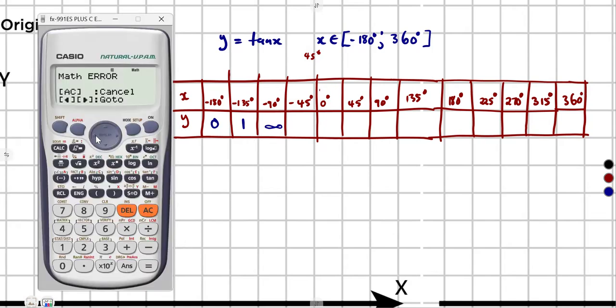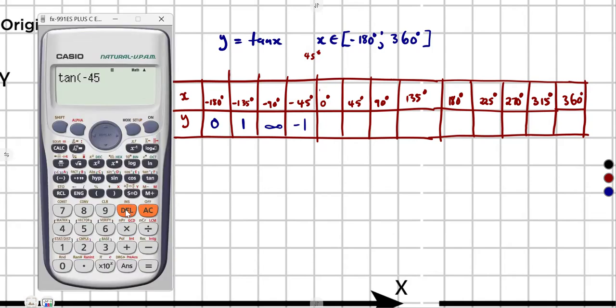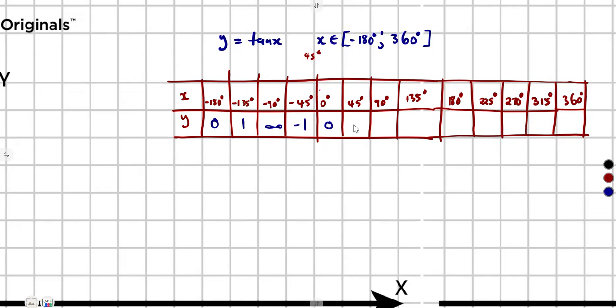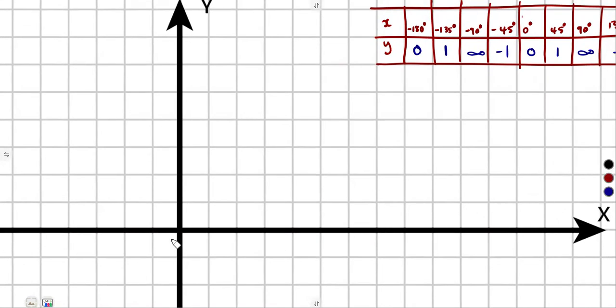So minus 45, you do the same. Minus 45, that was going to give us negative 1. At 0, you do the same. That's 0 there. At 45, it was going to be 1. 90 was going to be infinity again. 135, negative 1, 180, a 0, 225, 1, 270 was going to be infinity, 315, negative 1, 360, 0, like that. These are the values that we are going to need on our graph here for the x values.